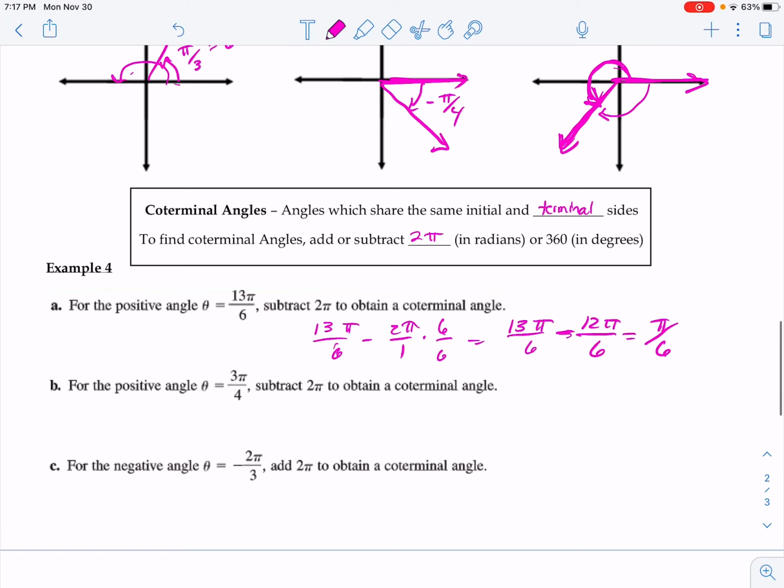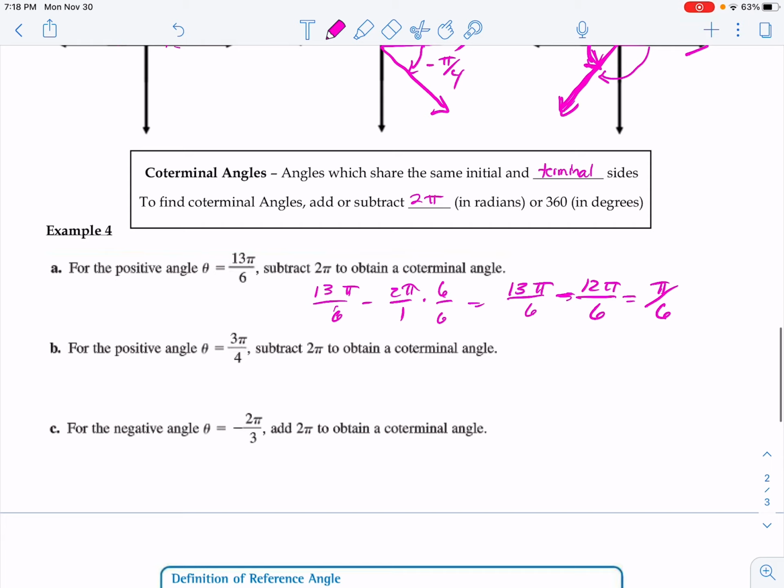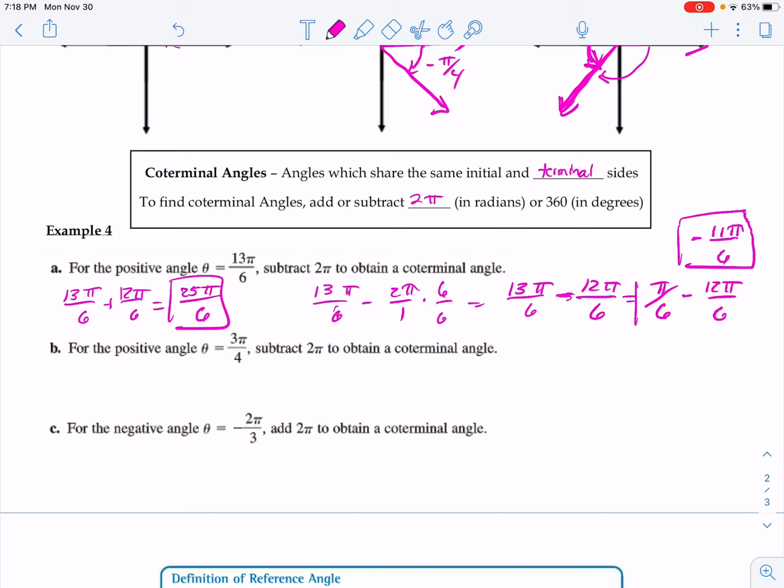You could also add 2 pi. So you have 13 pi over 6 plus 12 pi over 6. And you get 25 pi over 6. That's coterminal. I could also subtract 2 pi again. And I get negative 11 pi over 6. Okay, that one's coterminal. That one's coterminal, and that one's coterminal.